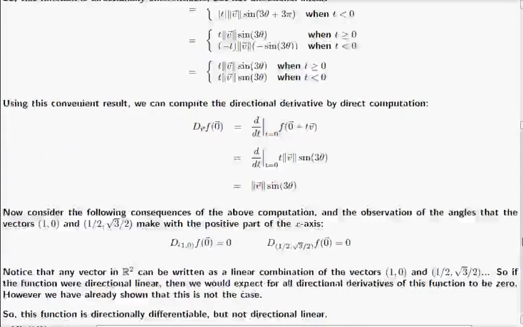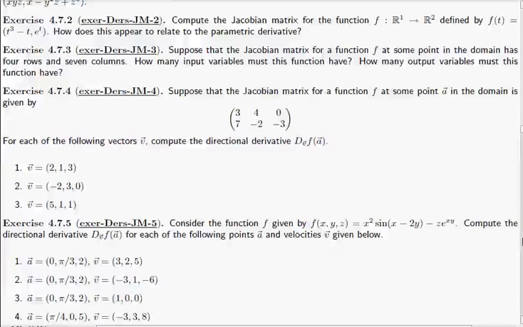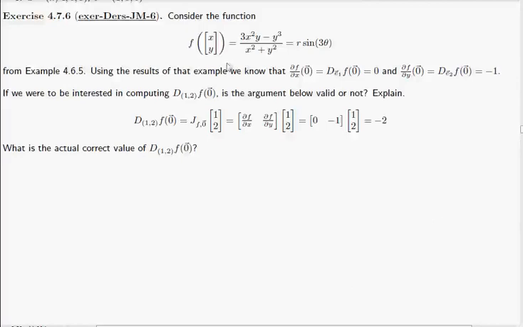So, moving back to the problem now. Here it is. Looking at the problem, we're looking at this function, and we want to decide if the following argument is valid. Well, the argument says, I want to compute this directional derivative. We compute directional derivatives with the Jacobian times the vector, but wait a minute, if you're going to use the Jacobian to compute directional derivatives, you're asserting that this function is differentiable. Well, I claim it's not differentiable. In fact, it's not even directionally linear, much less differentiable.